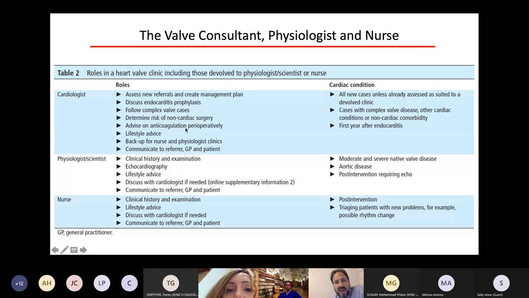So this just once again goes through the type of patients that we see and the different roles of all of the different members of the team. Now, irrespective of whether or not a physiologist or clinical scientist or a nurse is seeing a patient with valve disease, they all are trained to take clinical histories, they're all trained on clinical examination skills, and also have dedicated focused training on valvular heart disease. So patients are getting equivalent care, irrespective of the member of the team that they're seeing.